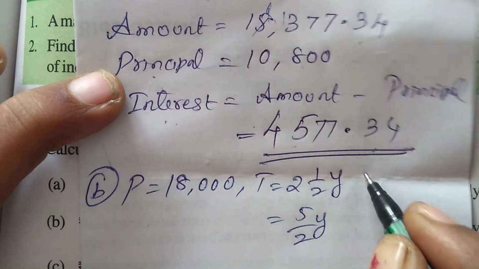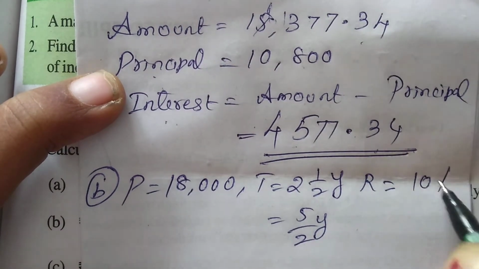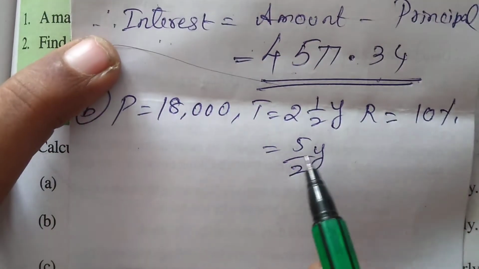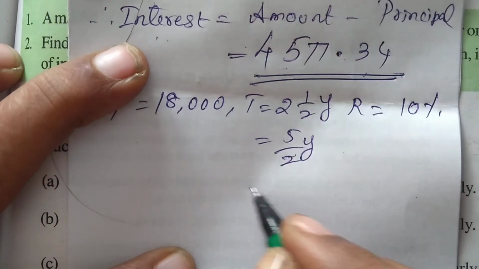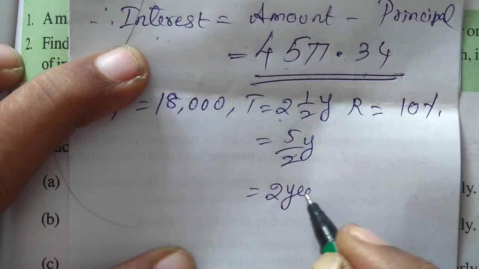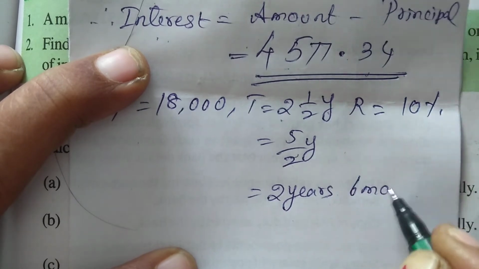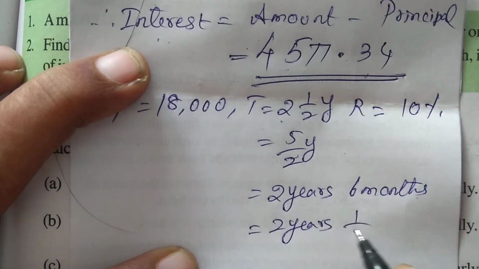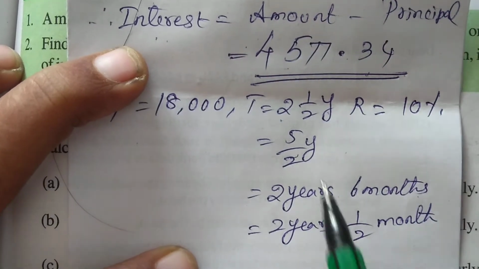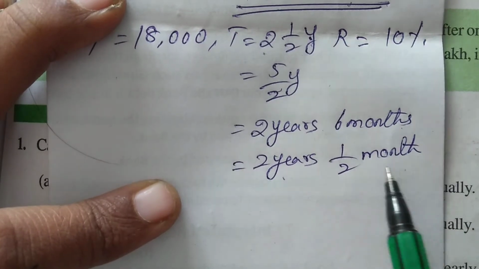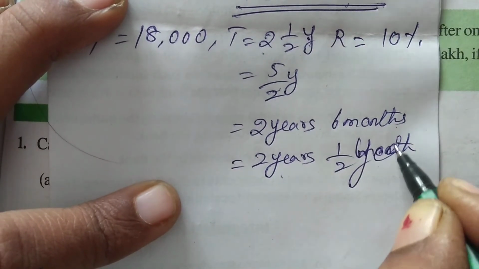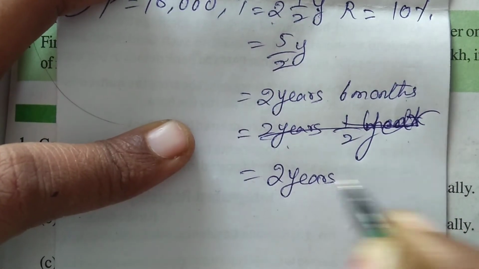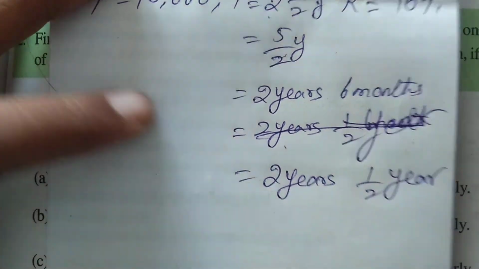Now, how are we going to do this sum? 5 by 2, I can split it as 2 years and 6 months. That is 2 years and half a year. 2.5 is 2 years and half a year, which is 6 months. So I will write it as 2 years and then half a year. So now we find 2 years separately, half a year separately.